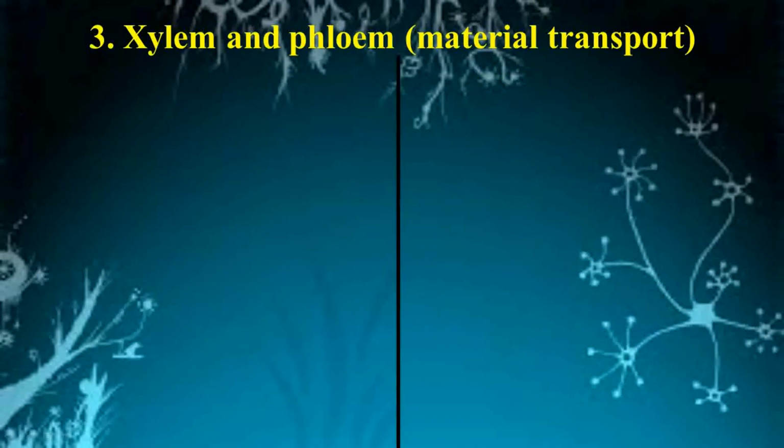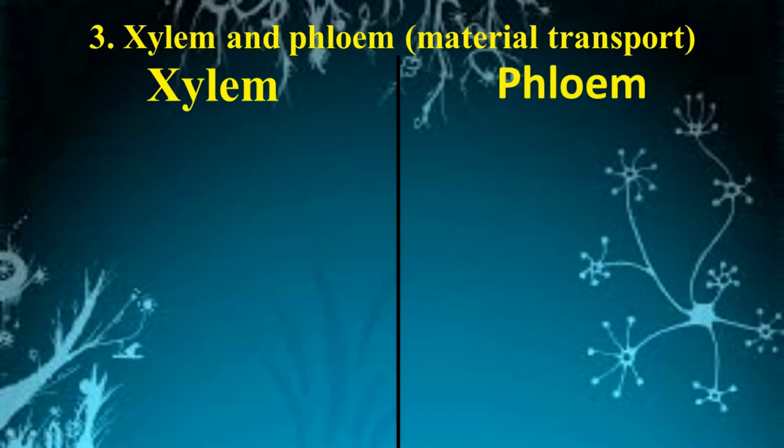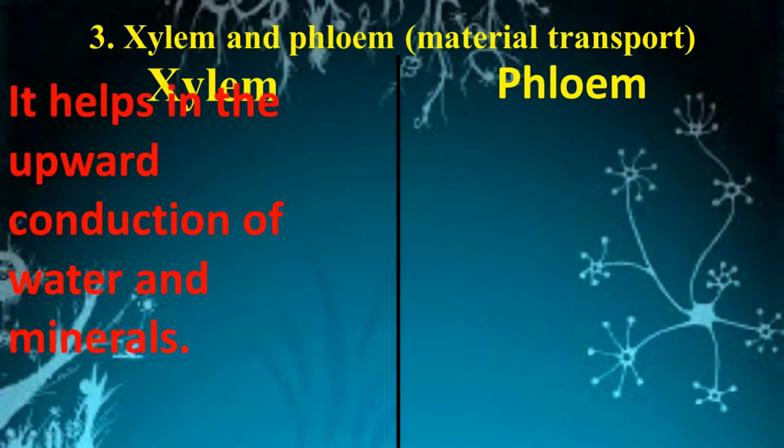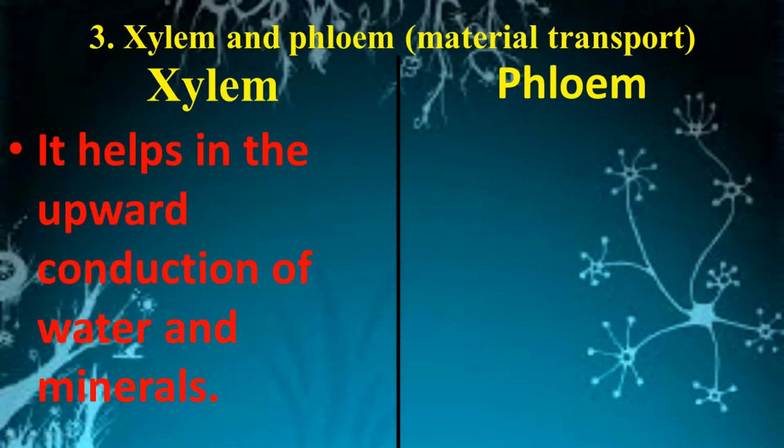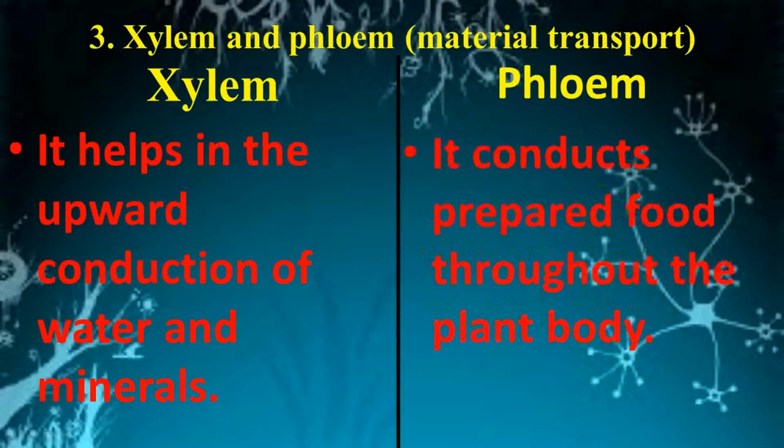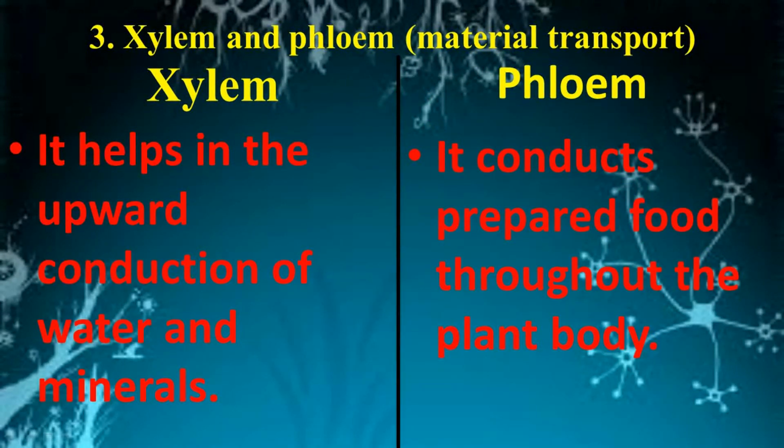Next question. Xylem and phloem. Material transport. Xylem: it helps in the upward conduction of water and minerals. Phloem: it conducts prepared food throughout the plant body.